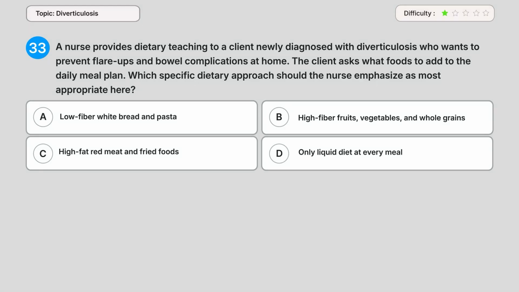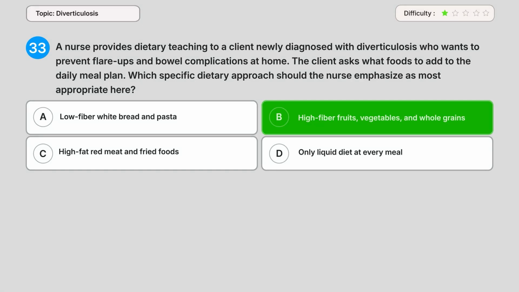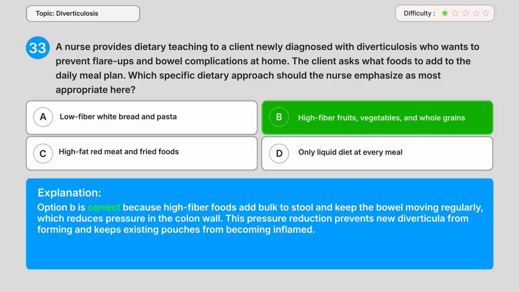Correct answer: B. High-fiber fruits, vegetables and whole grains. Explanation: Option B is correct, because high-fiber foods add bulk to stool and keep the bowel moving regularly, which reduces pressure in the colon wall. This pressure reduction prevents new diverticula from forming and keeps existing pouches from becoming inflamed.